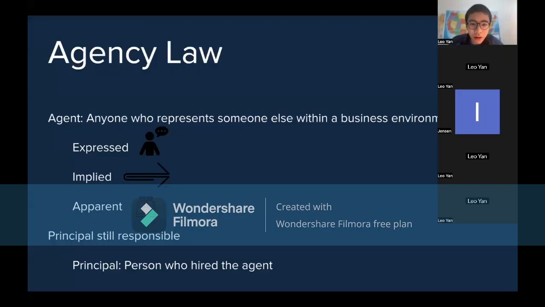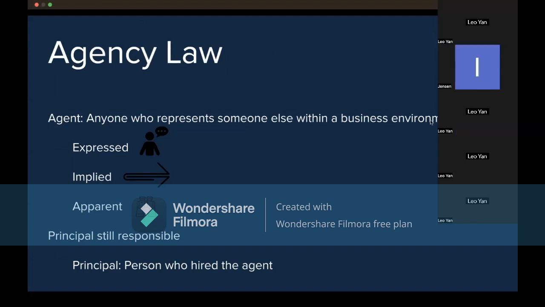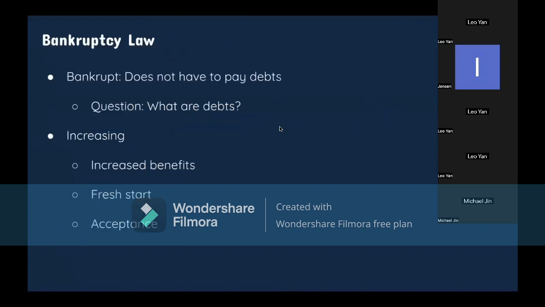So we left off last week on agency law. What is agency law? An agent is basically anyone who represents someone else within a business environment. What this means is that an agent is someone you hire to speak for you and to help you gain the most profits. And there are many reasons why someone would want to hire an agent.